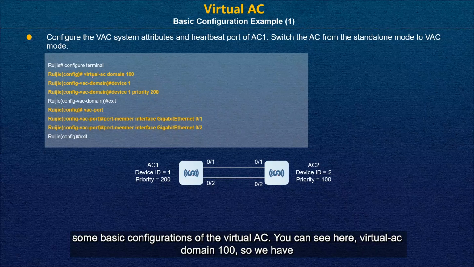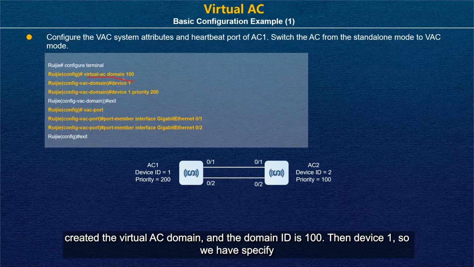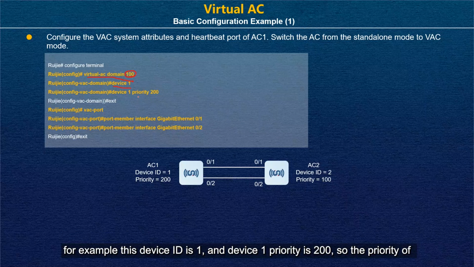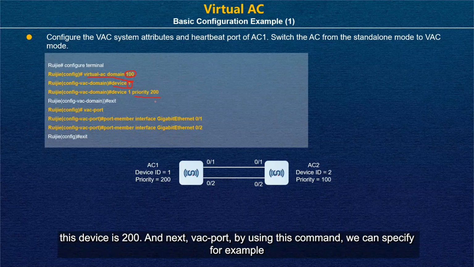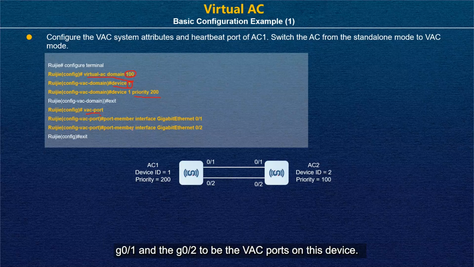You can see here, virtual-ac domain 100. So we have created a virtual AC domain, and the domain ID is 100. Then device 1. We have specified, for example, that this device ID is 1. And device 1 priority is 200, so the priority of this device is 200. And next, VAC ports. By using this command, we can specify, for example, GigabitEthernet 0/1 and GigabitEthernet 0/2 to be the VAC ports on this device.